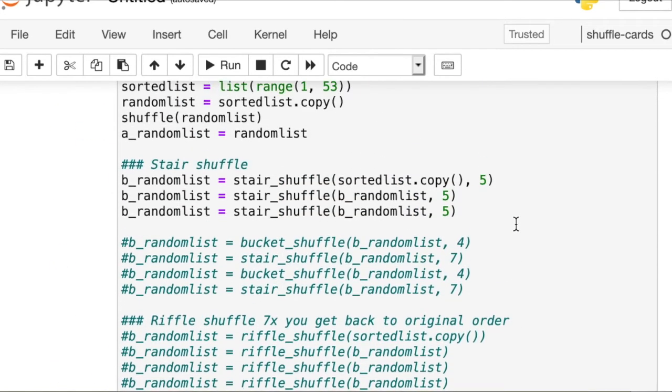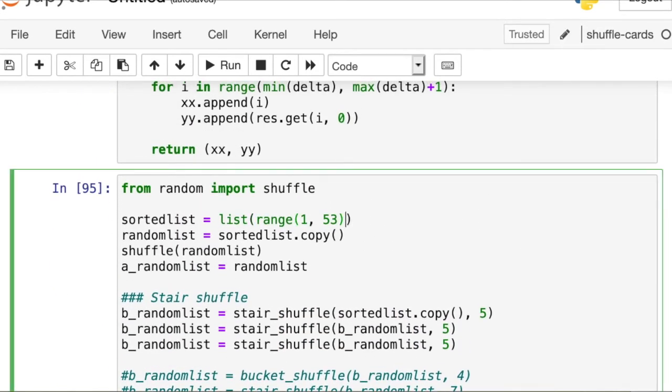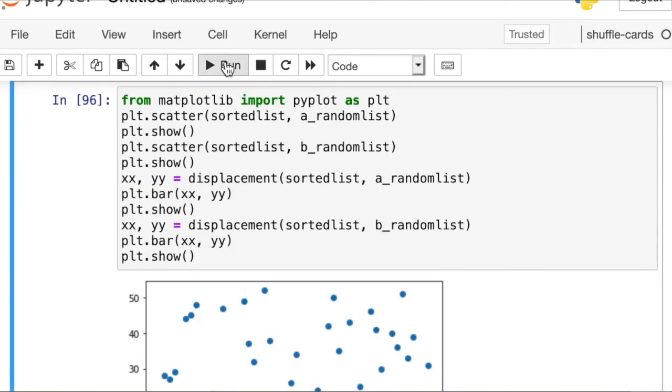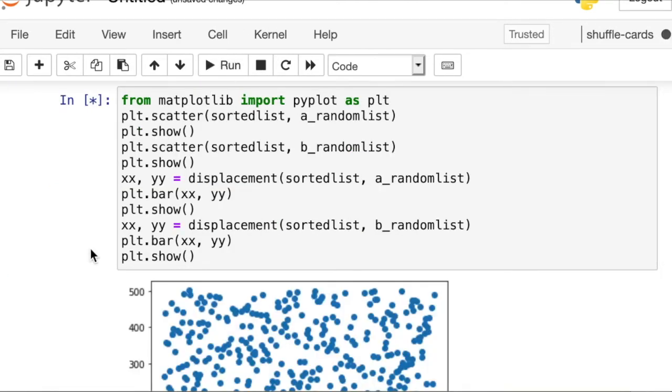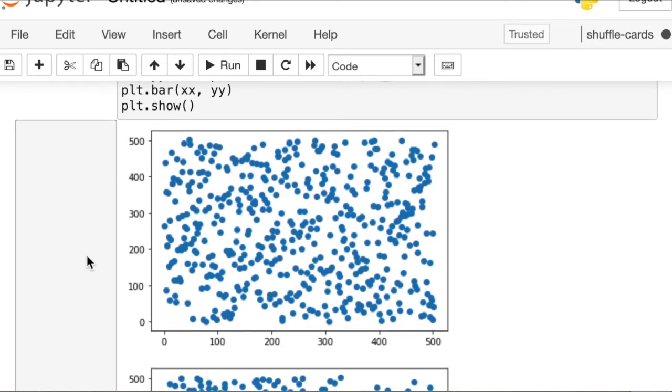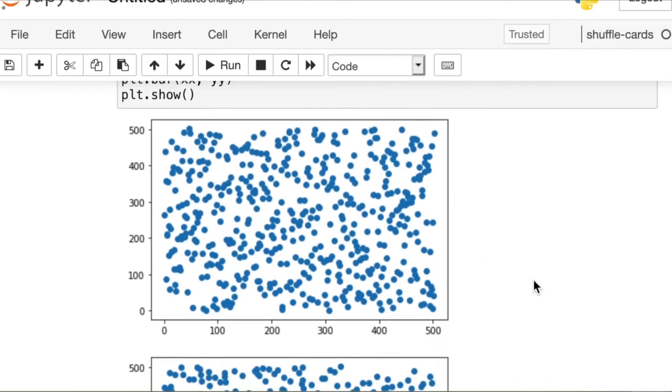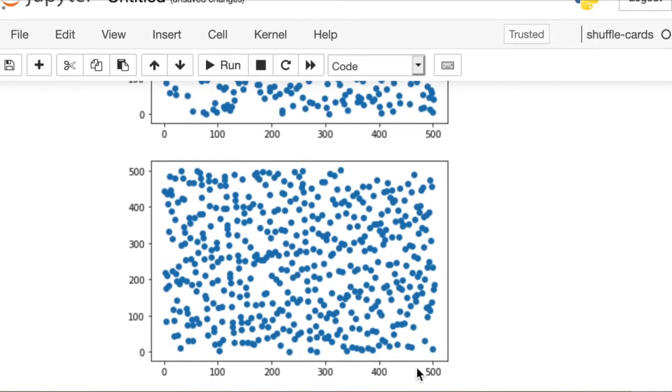The best way, if we increase the number of cards from 52 to 500, let's see if this shows us the patterns better. As you can see, in the first chart, the random algorithm is quite random. But here, we can actually see a little bit of pattern, but not too bad.